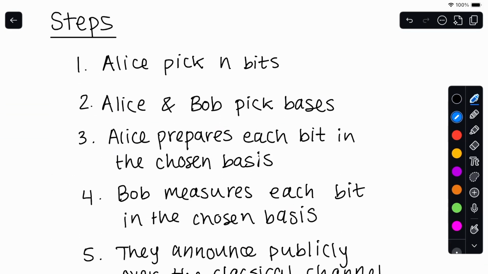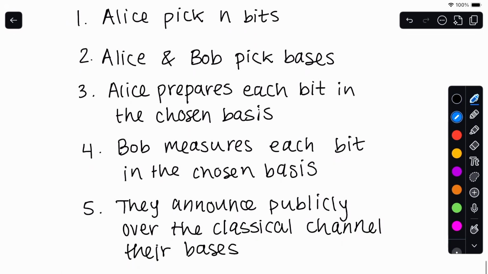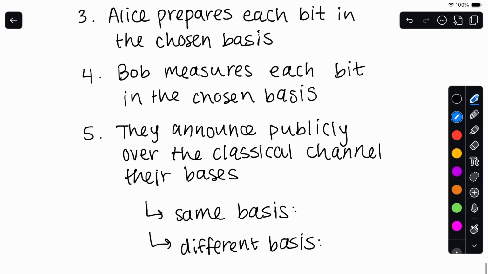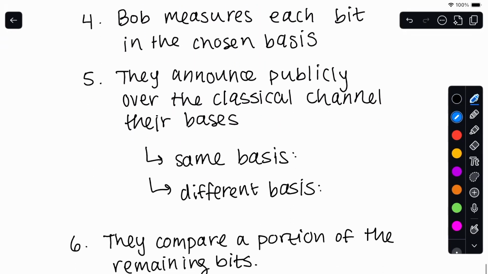So the first step is Alice is going to pick n bits, so a string of zeros and ones. Then Alice and Bob are going to pick bases for each of the n bits. Then Alice is going to prepare each bit in the chosen basis. So if that's Z, 0 and 1, if that's X, plus and minus. And then Bob is going to measure each bit in whatever basis he has chosen. And then finally, they're going to announce publicly over the classical channel their bases.